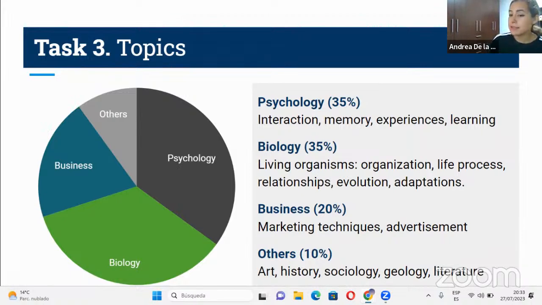And finally, business, which is never going to be like hardcore economics or anything. Instead, you just have advertising strategies to attract consumers, marketing products, that type of thing.